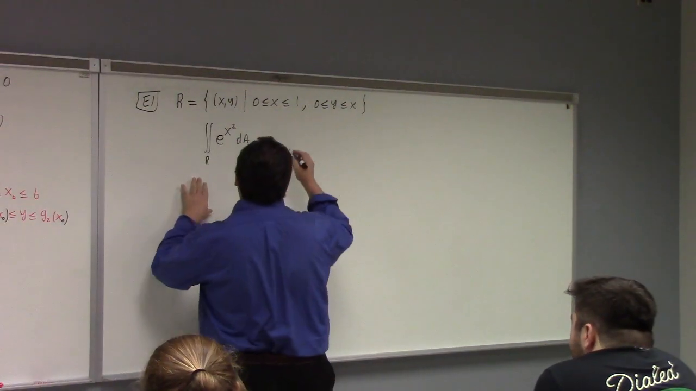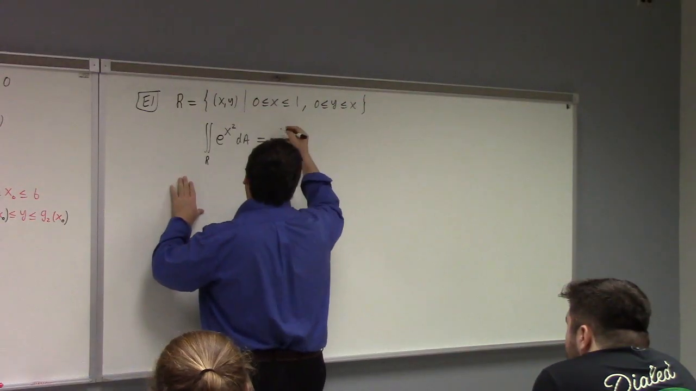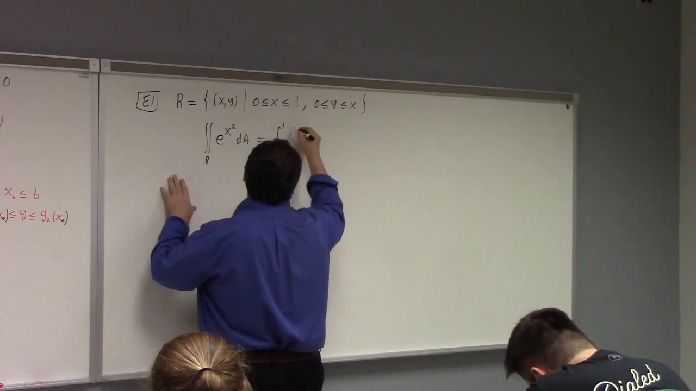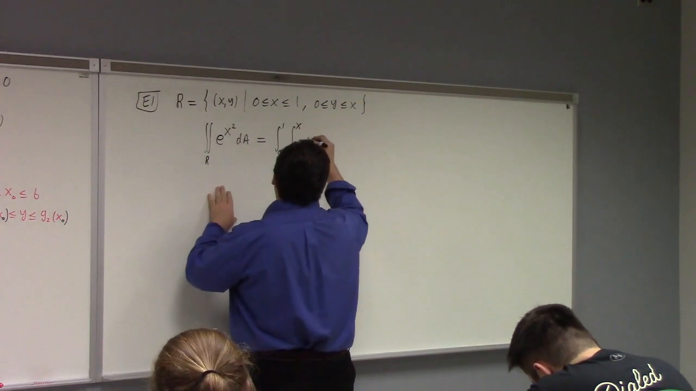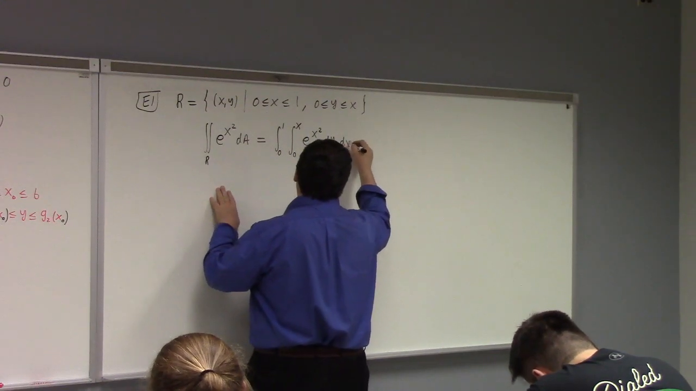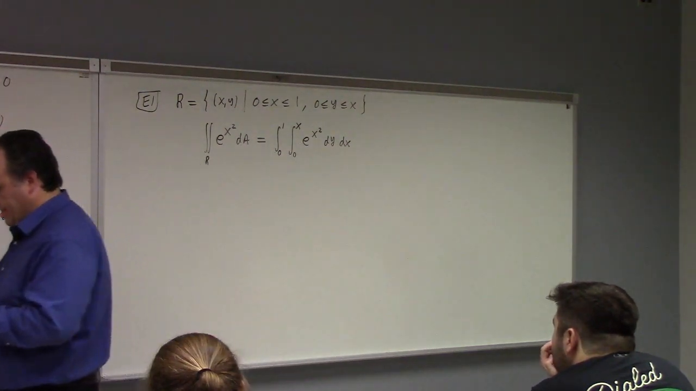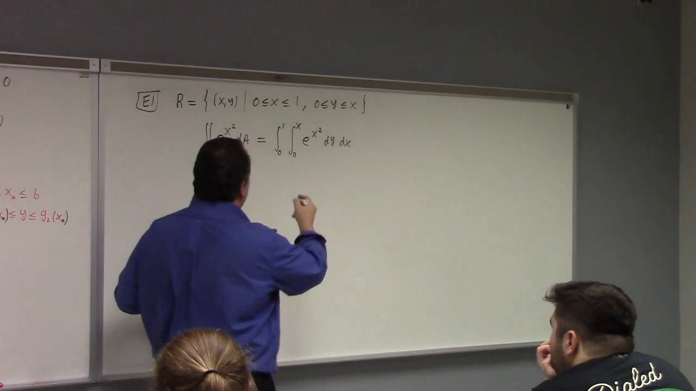So here's how we go. This is quite clearly a type 1. So it's made to order pretty much, right? I integrate x from 0 to 1. I'm going to integrate y from 0 to x. And then I've got e to the x squared dy dx. All right.